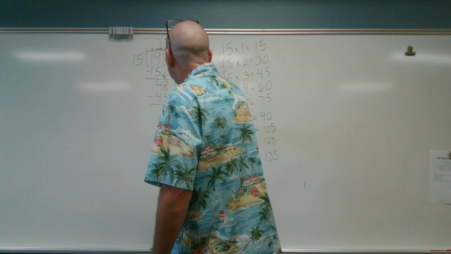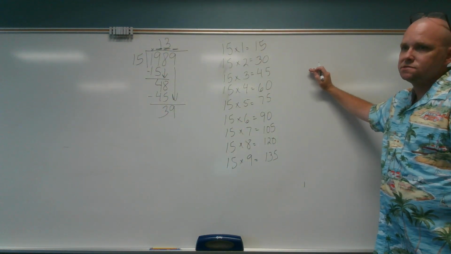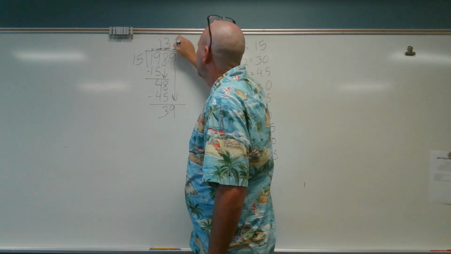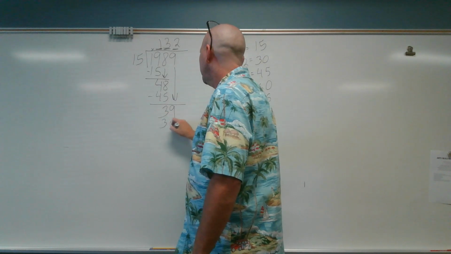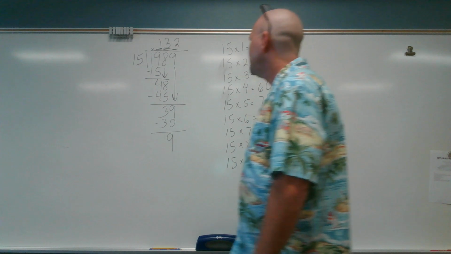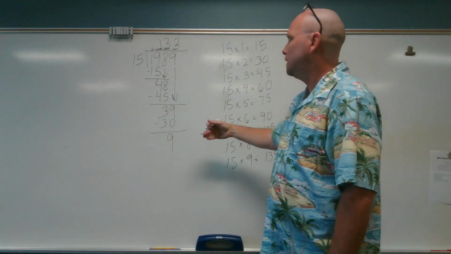Bring down the 9. 15 goes into 39 how many times? 2, because 2 times 15 is 30. Subtract. I get 9. So we would have 132 remainder 9.